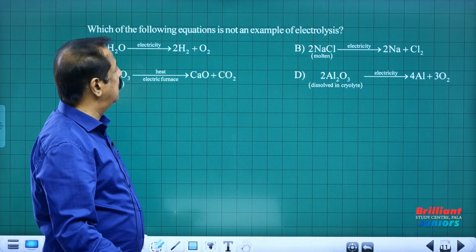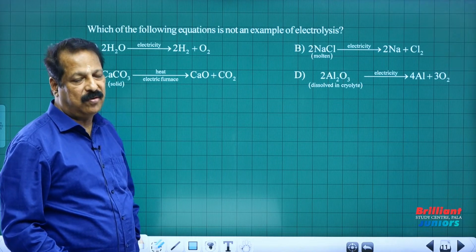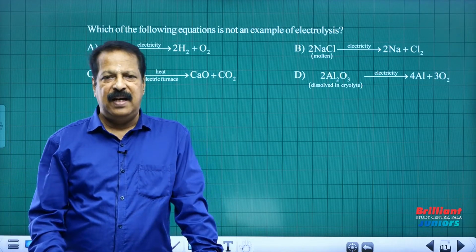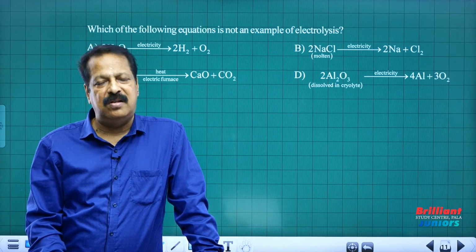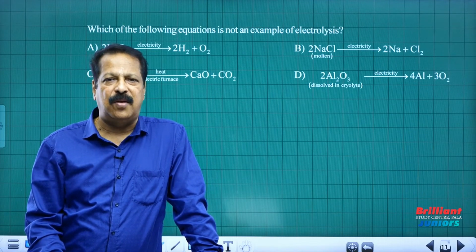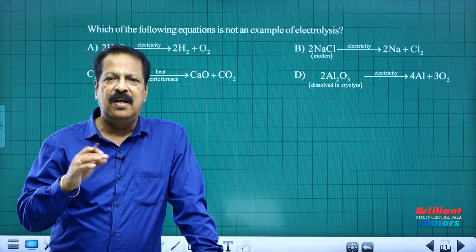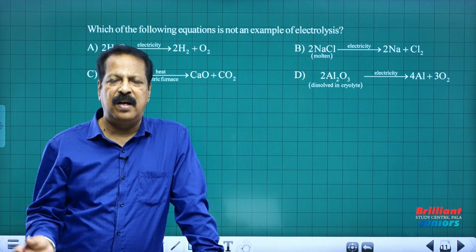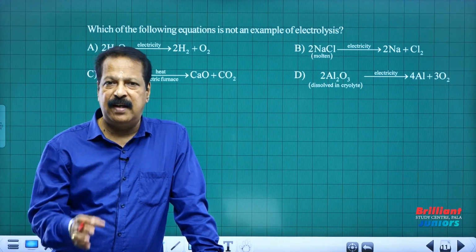And the next one: which of the following equations is not an example of electrolysis? Then what is electrolysis? Electrolysis is when you pass current through a molten salt or an aqueous solution of any salt. Hydrogen is liberated at the cathode and chlorine at the anode, or hydrogen at the cathode and oxygen at the anode if it is a very dilute solution.